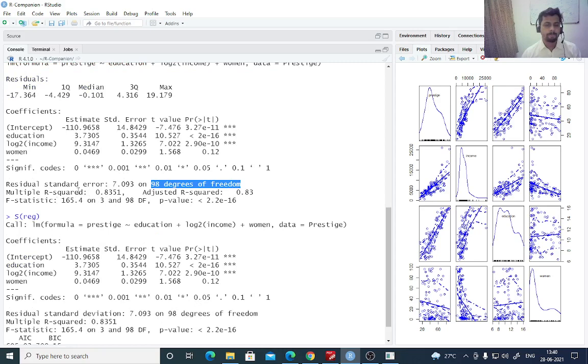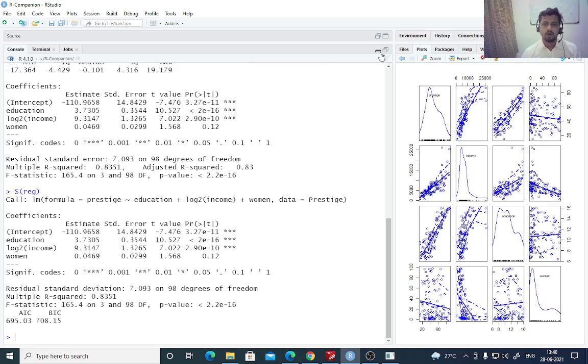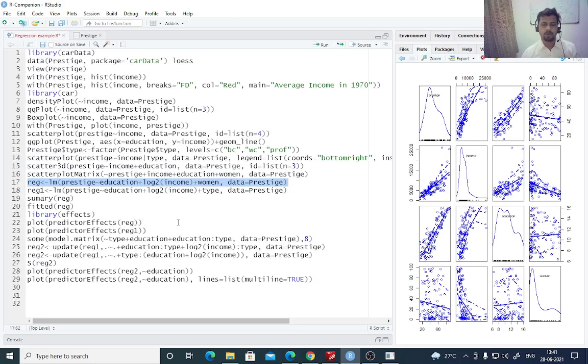Now you have multiple R squared and adjusted R squared. This is the F statistic for the model, and the p-value is very small. So you can say roughly for this particular example that the model is a good fit just on the basis of the F statistic. Alright, so this is how regression should be understood. And now we saw that women does not explain that much variation in prestige points once you have education and income explicitly in the model.